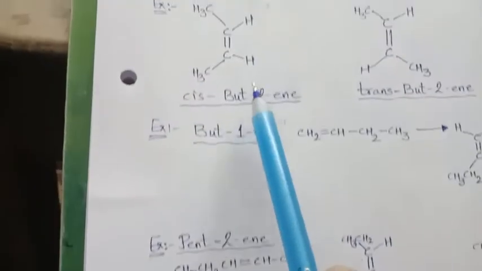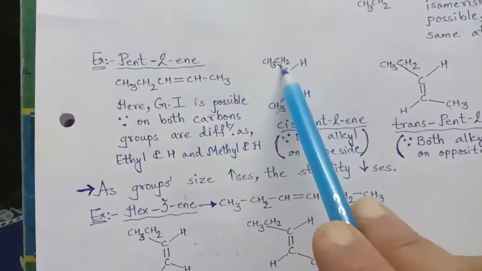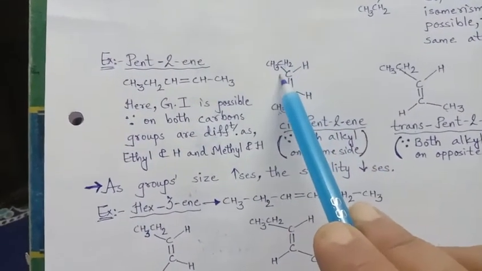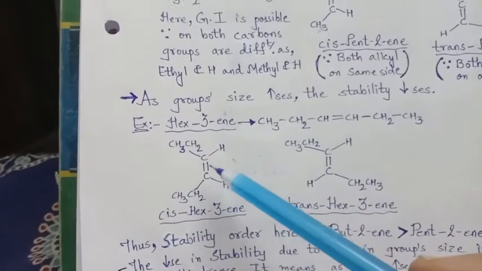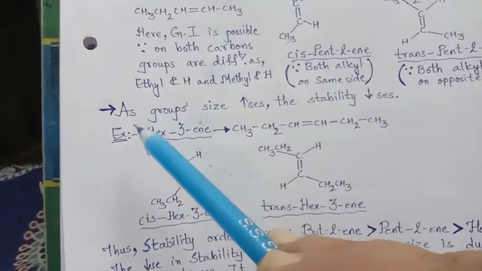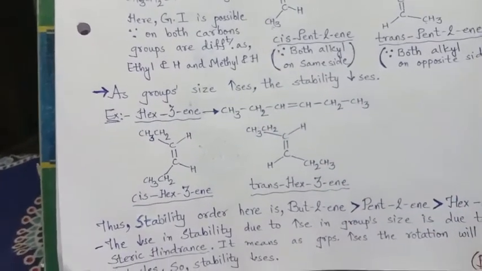Now here one thing is to be understood, that there are the examples but-2-ene, pent-2-ene, hex-3-ene. Each time see what happened. Here on the same side only a similar alkyl, methyl. Here what happened? One ethyl, one methyl. So what happened? The group size increased. Here both ethyl. So here one more group increased. Right? So what is the thing? As group size increases, the stability decreases.